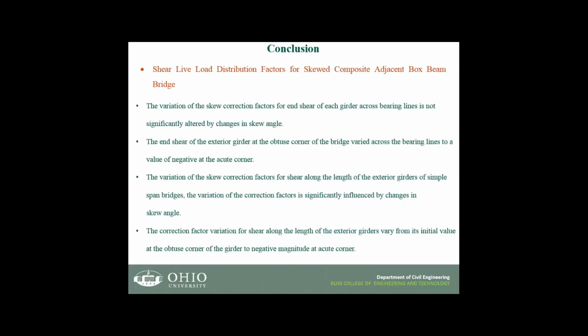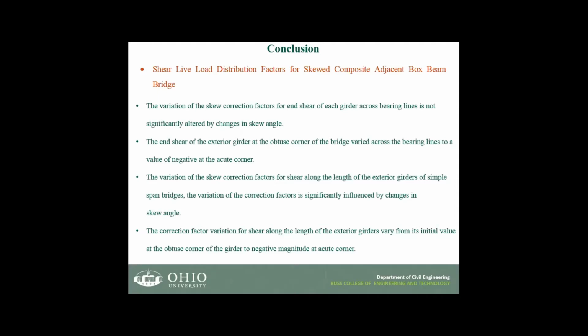So the first conclusion, from the results, is that the variation of the skew correction factor for end shear with the H beam across the bearing line is not significantly changed. I mean it is not significant in behavior, not in magnitude. The magnitude is changed, but the behavior with the skew angle is similar.